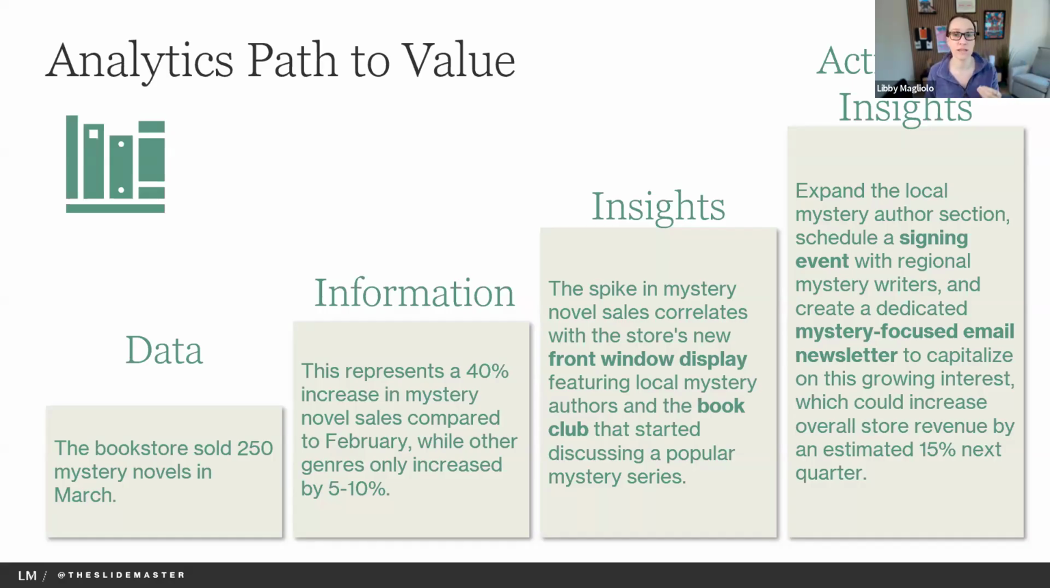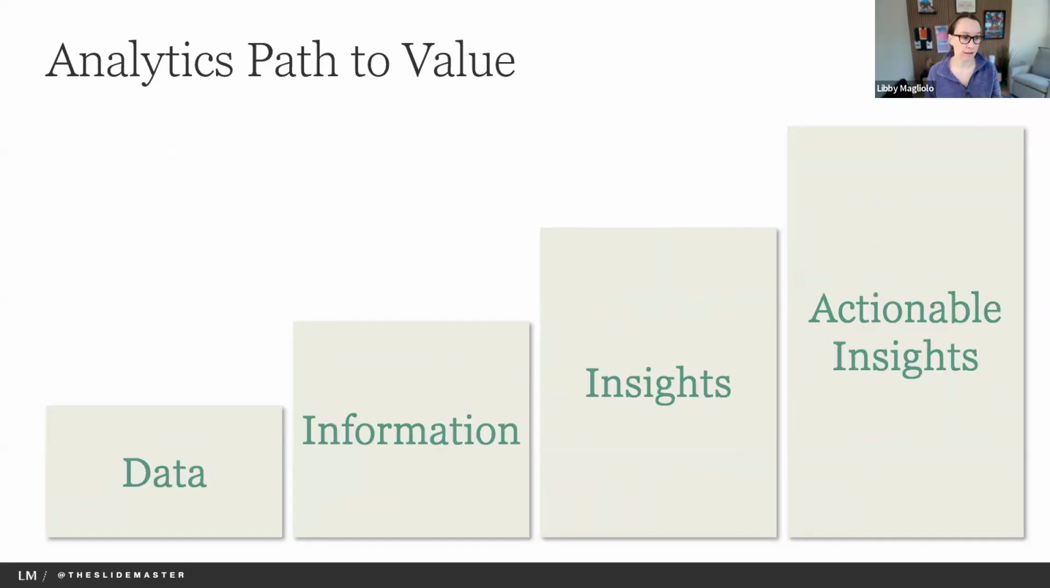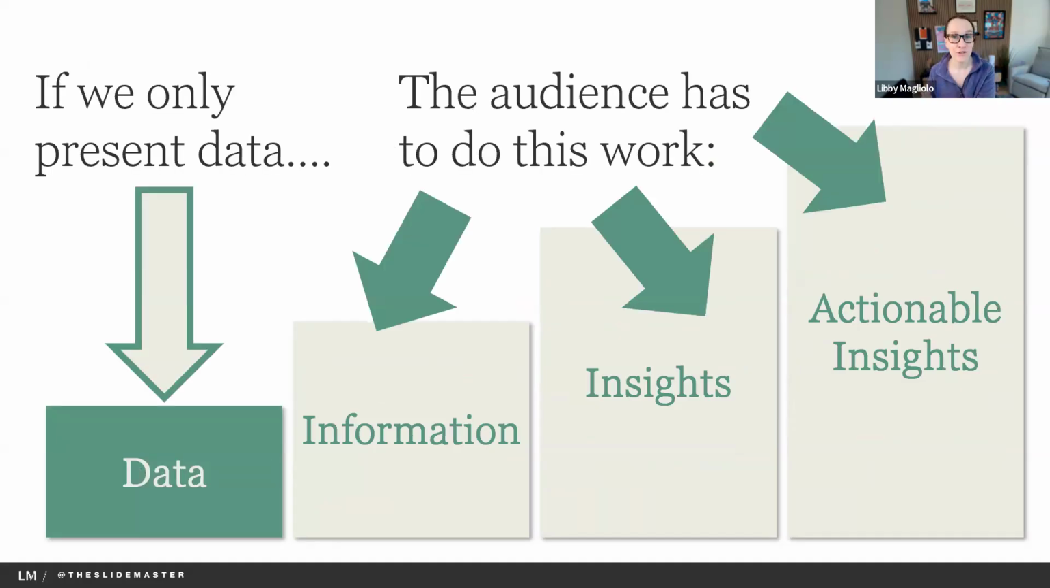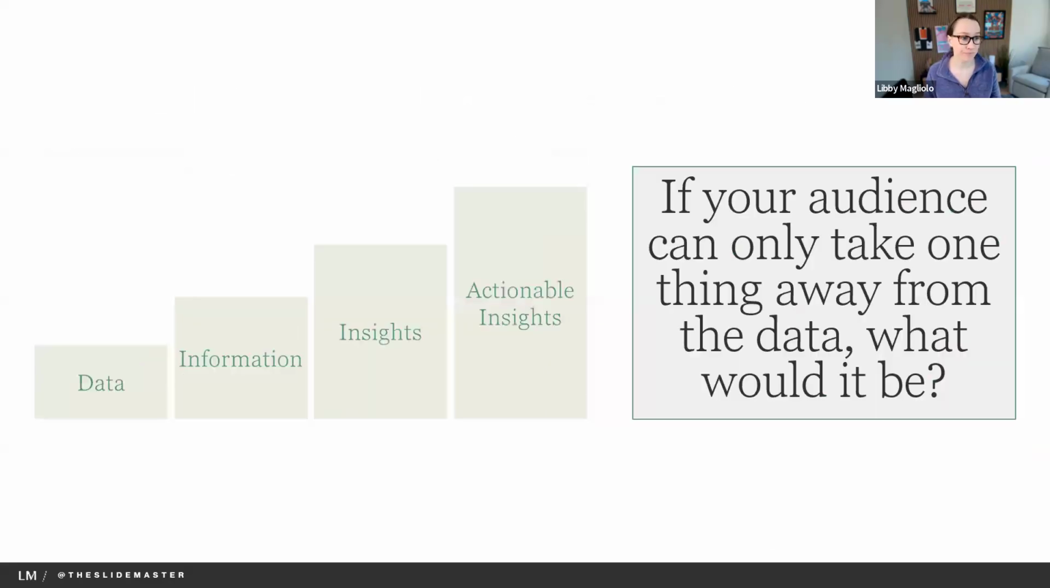So this is the path that we need to follow in order to get from data all the way to actionable insights. When we're just giving our audience data, they can't do a lot with that, and they're looking for you to analyze. The thing is, if we only present our audience data, raw data, they have to do all of the work in the analytics path to value that we just talked through. That's not their job. We want to ask ourselves, if the audience can only take away one thing from the data, what would it be?